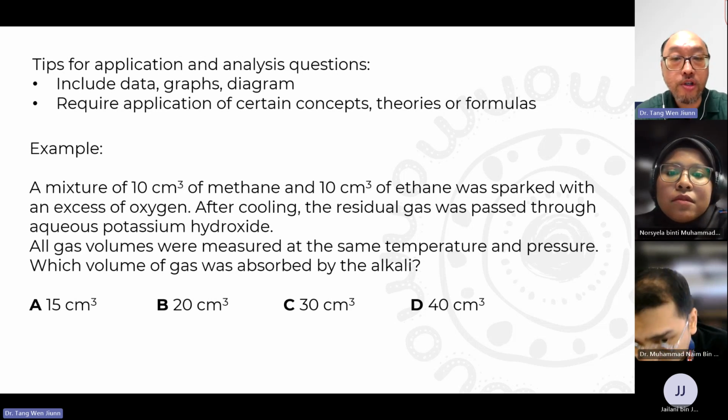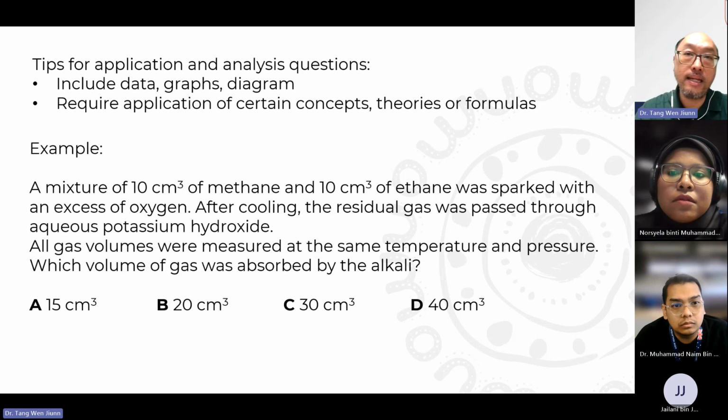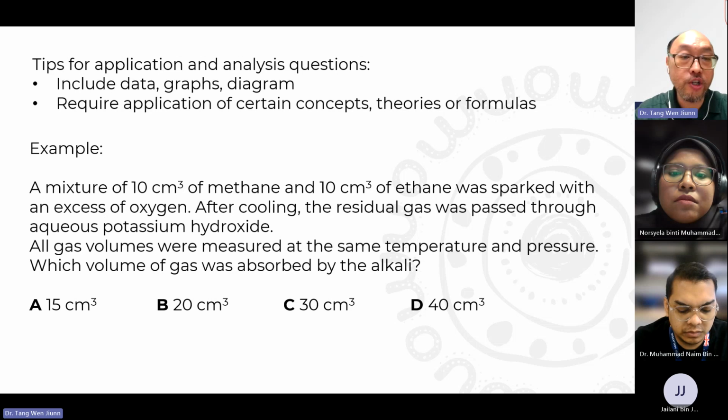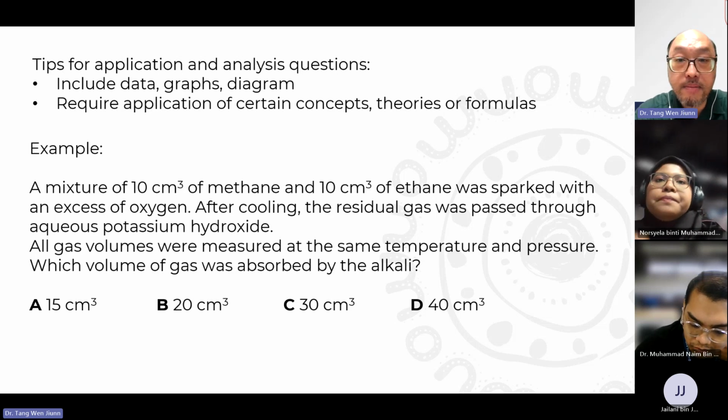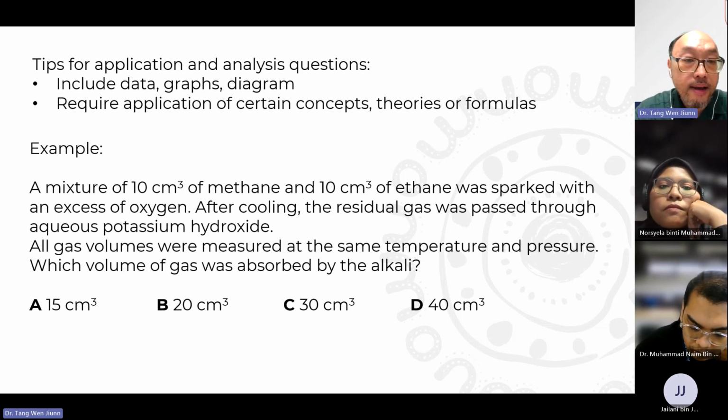If your questions are not directly asking what is the definition or what's the explanation, which is very low level, but you want to involve higher order thinking, you can have questions that require them to think and then apply. You can include data for them to analyze before they answer, a graph or diagram, or the question itself can require them to use certain concepts, theories, or formulas, or a mix.